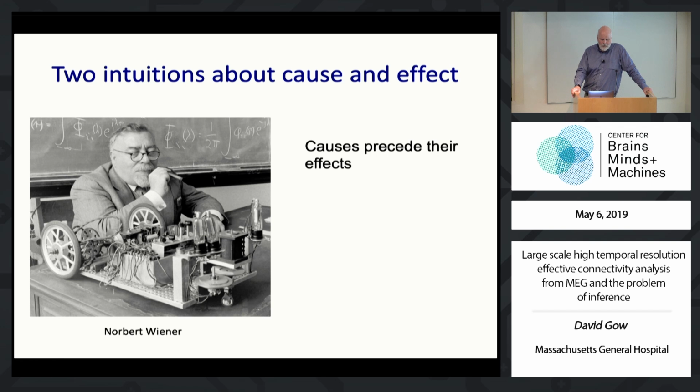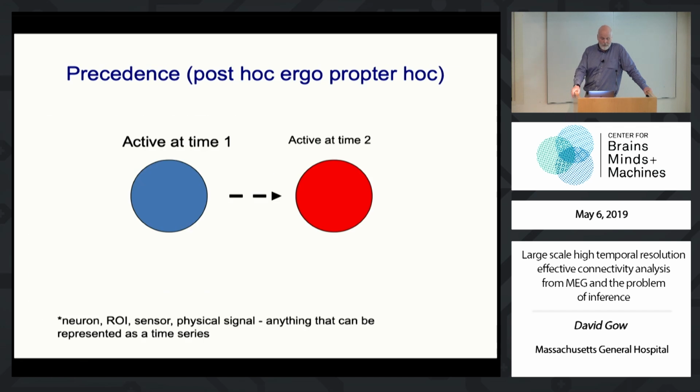I wrote about a couple of different intuitions about cause and effect. The first one is that causes precede their effects. So if you've got two events, say one that happens at time 1 and one that happens at time 2, and they're very highly correlated, you might assume that whatever's happening at time 1 is causing whatever happens at time 2.